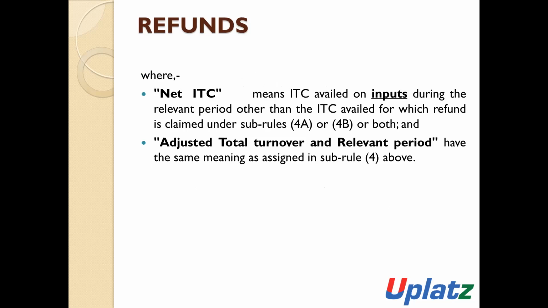Net ITC means ITC availed on inputs during the relevant period other than ITC for which refund is claimed under sub rules 4A or 4B or both. And adjusted total turnover and relevant period mean the same as defined in sub rule 4 above.